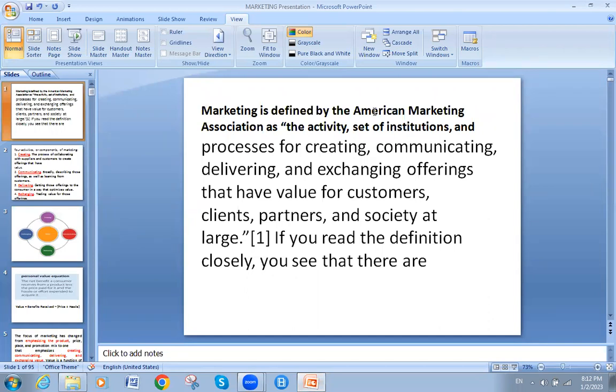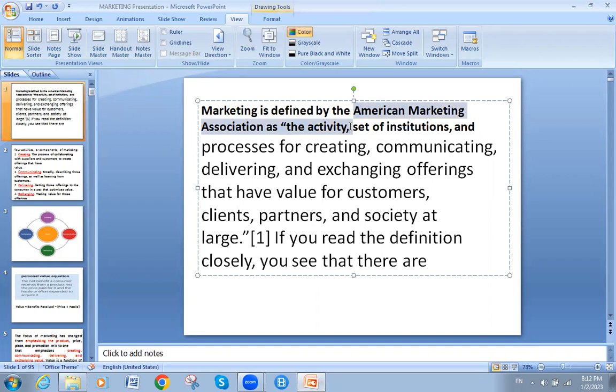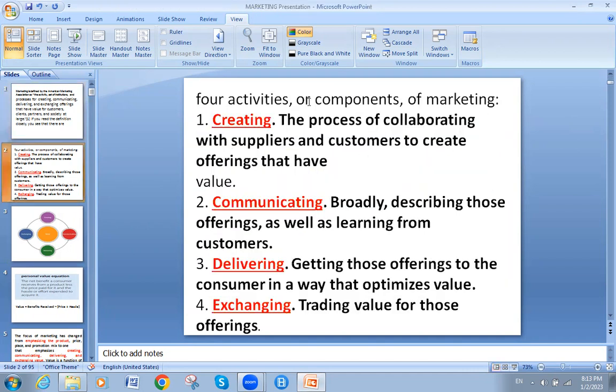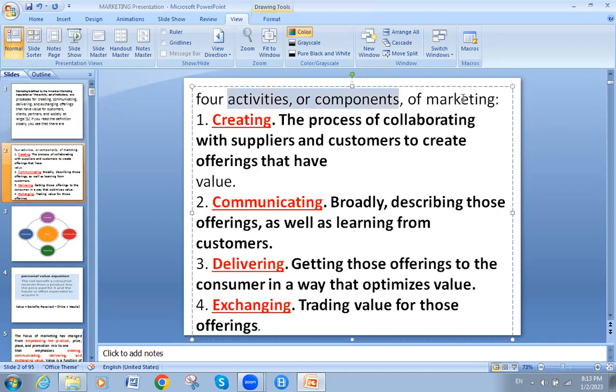Another definition, from the American Marketing Association, is that marketing is the activity, set of institutions, and process for creating, communicating, delivering, and exchanging offerings that have value for customers. So the core of all marketing activities is to create value for the customers. This is the first point.